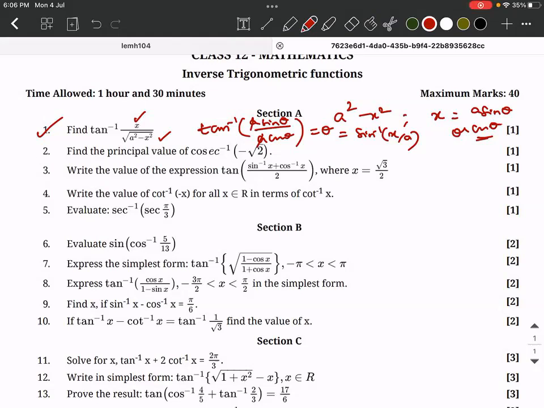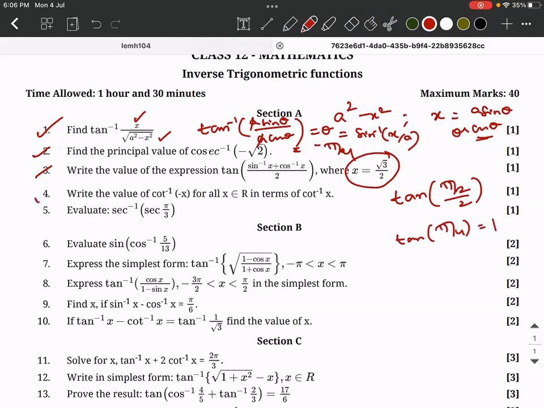Okay. What about the principal value of cosecant inverse of minus root 2? So it is minus cosecant inverse root 2, minus pi by 4. I'm directly writing the answer. Okay. Third one, write the value of the expression tan of (sin inverse x plus cos inverse x) divided by 2. Irrespective of whatever is the value of x, I can say sin inverse x plus cos inverse x is always pi by 2. So I'll get tan of pi by 2 divided by 2. What will I get? Tan of pi by 4, which will give me a 1.